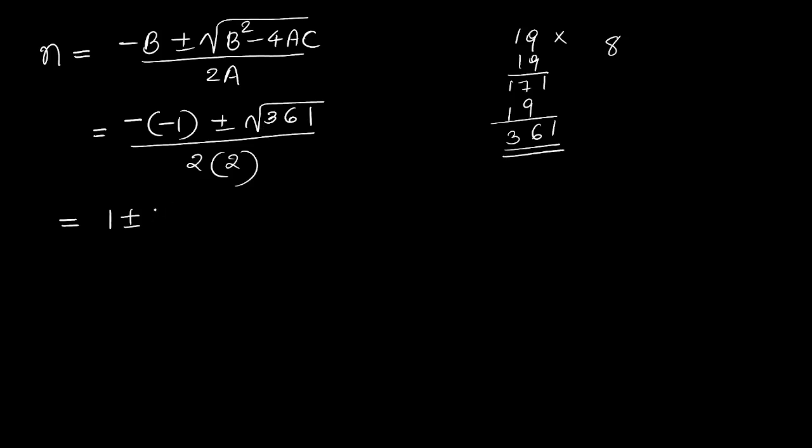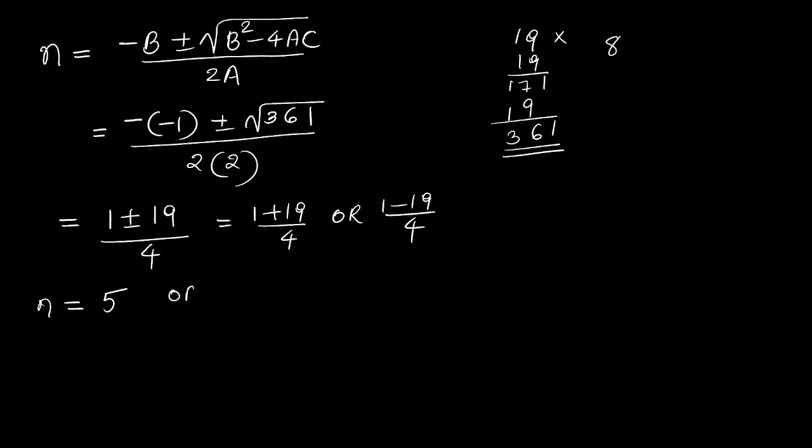Root 361 is 19, by 4. So either 1 plus 19 by 4 or 1 minus 19 by 4, or n equal to 20 by 4, it is 5, or minus 18 by 4. It is a fraction. No need to simplify this. It is clearly a fraction, also a negative number.